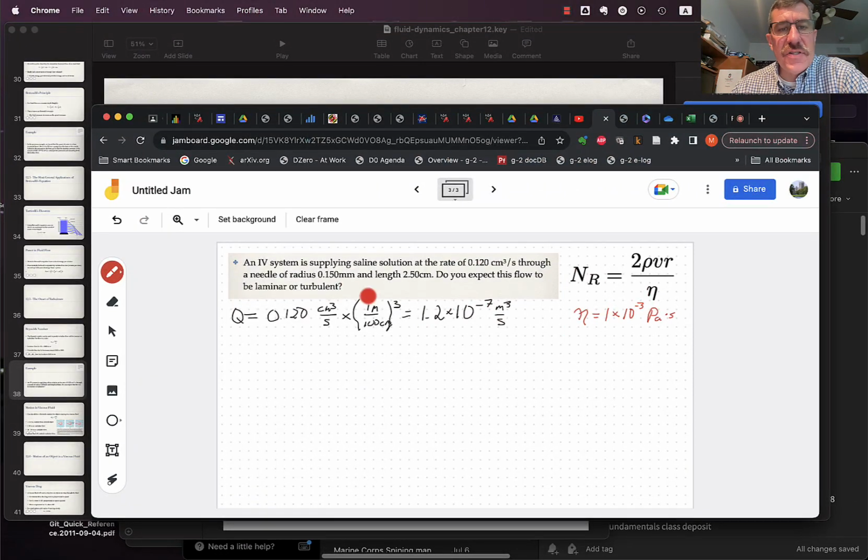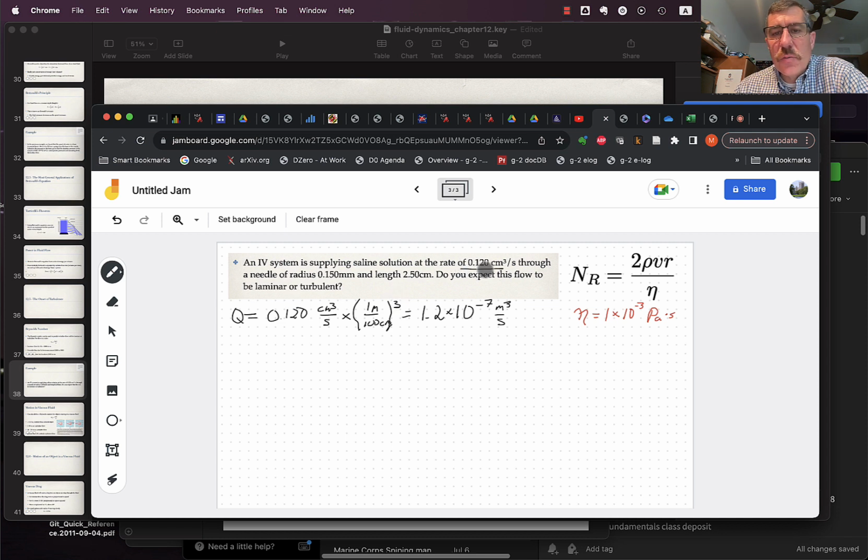So we've got an IV system supplying a saline solution at some rate, 0.12 cubic centimeters per second, through a needle with some radius and some length. So do you expect this flow to be laminar or turbulent?